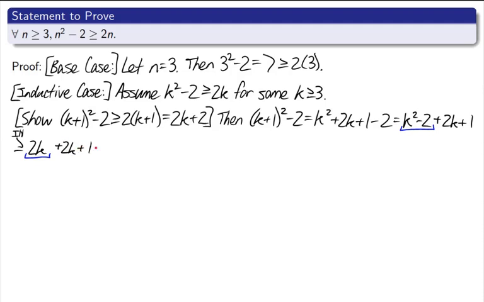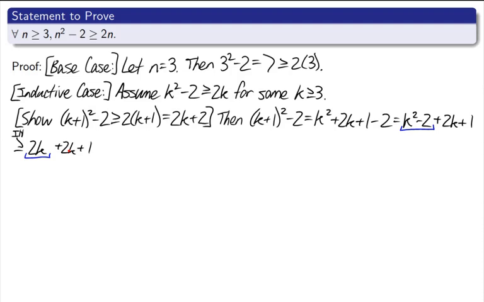Now let's look back at what I'm trying to show. I'm trying to show 2k plus 2 on the other side of the inequality. Well, I've basically got it. I've got a 2k, and as long as this is at least 2, I'm done. So why is 2k plus 1 at least 2?